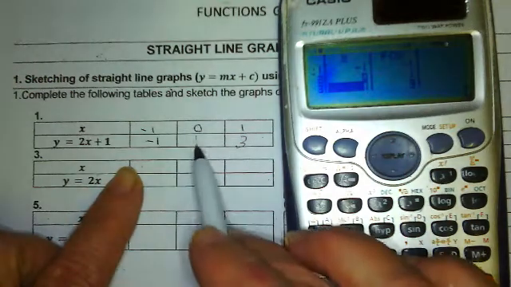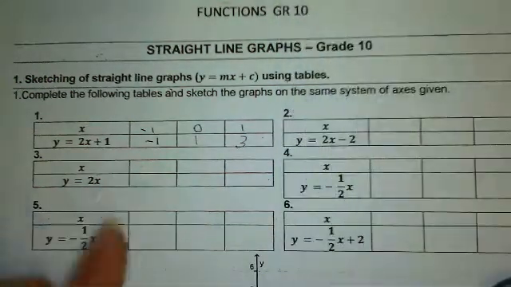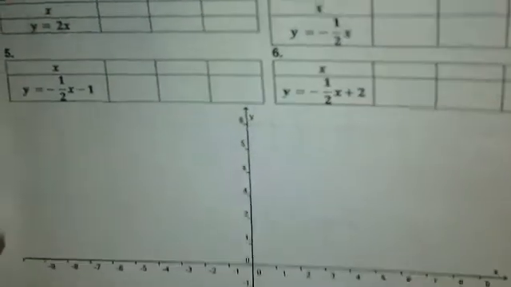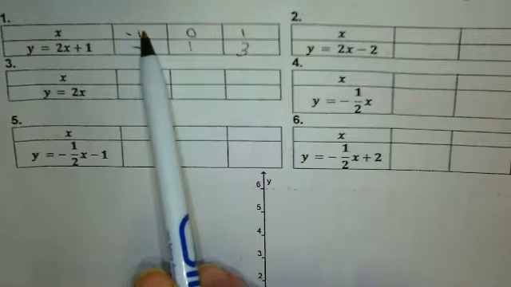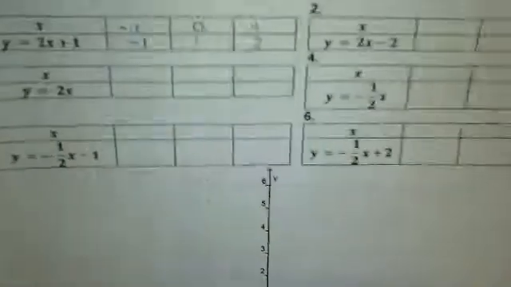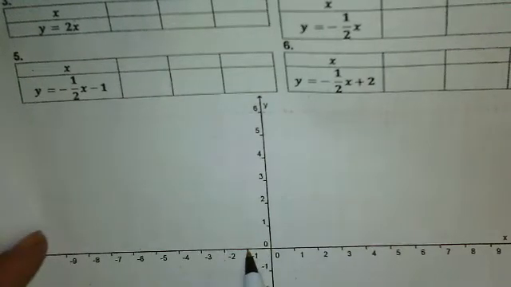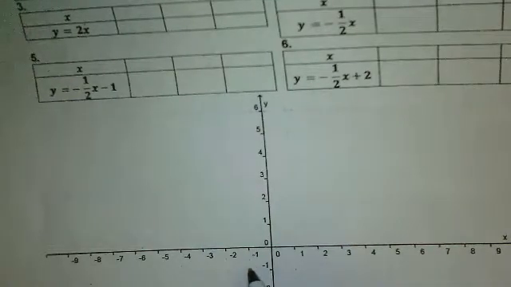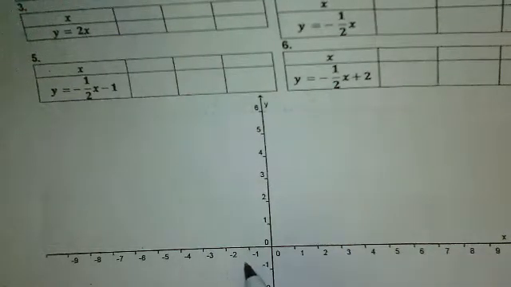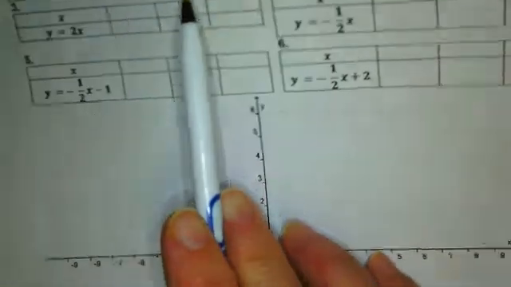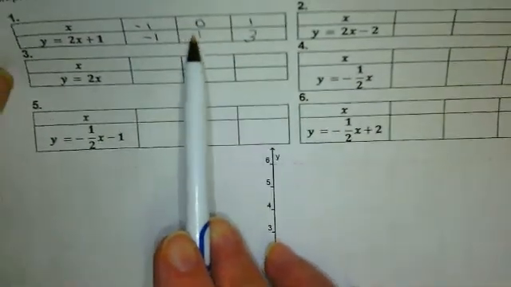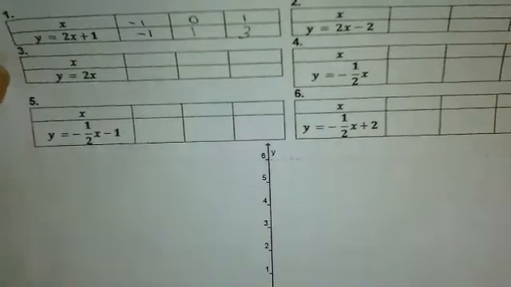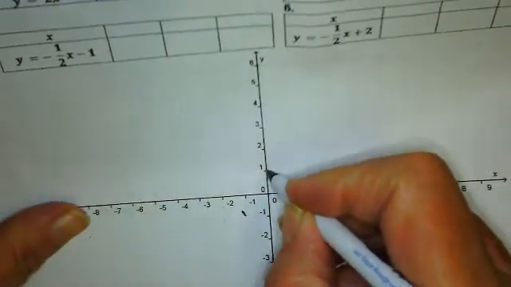Now, after you've completed your table, you can go to your axes. So you do the coordinates now. If you look at that one, x is -1 and y is -1. So x and y, where they intersect, you get your point there. Then the next point is 0 and 1. So your x is 0, and then you go to 1. That's your second dot there.